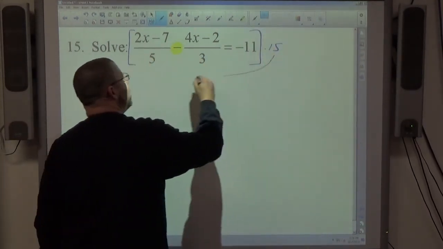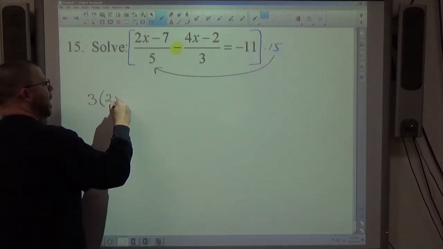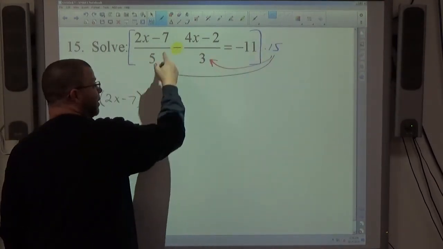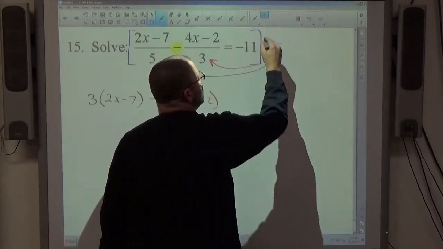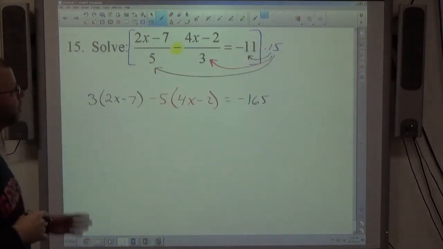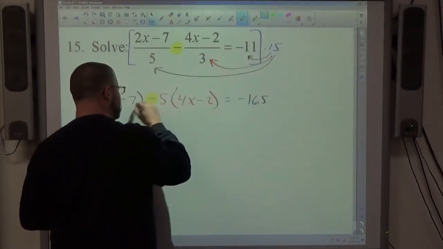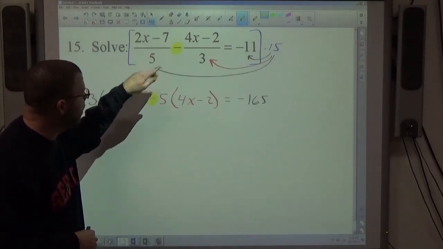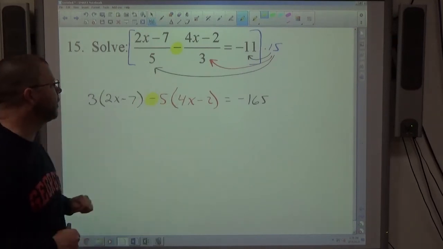When I do 15 times this, 15 divided by 5 makes 3. That's being multiplied by the top of 2x minus 7. 15 divided by 3 is 5, which is actually minus 5 times 4x minus 2 on the top. And 15 times negative 11 is negative 165. No fraction there, no reduction possible, but just multiply the numbers you have. And again, the thing I'm really focusing on here is that minus sign. That minus sign is right there in front of the second expression. Again, 15 divided by 3 made the 5, but it's attached to that minus sign being multiplied by the top.